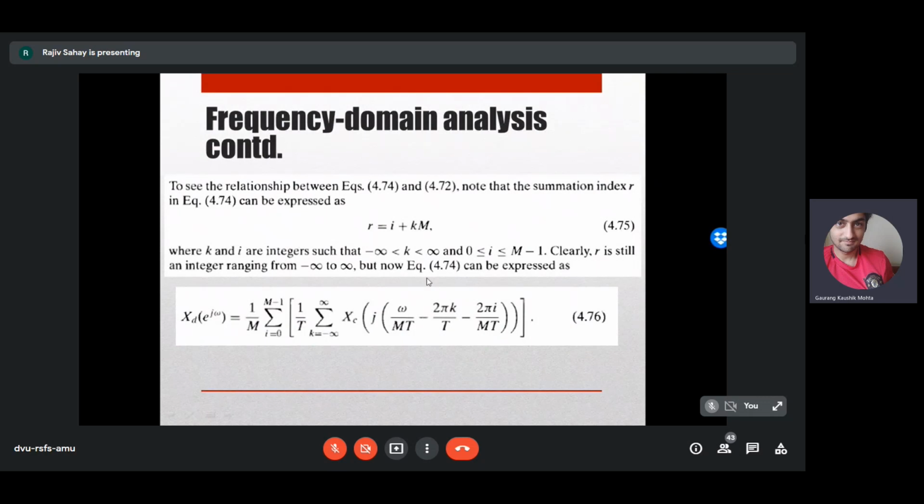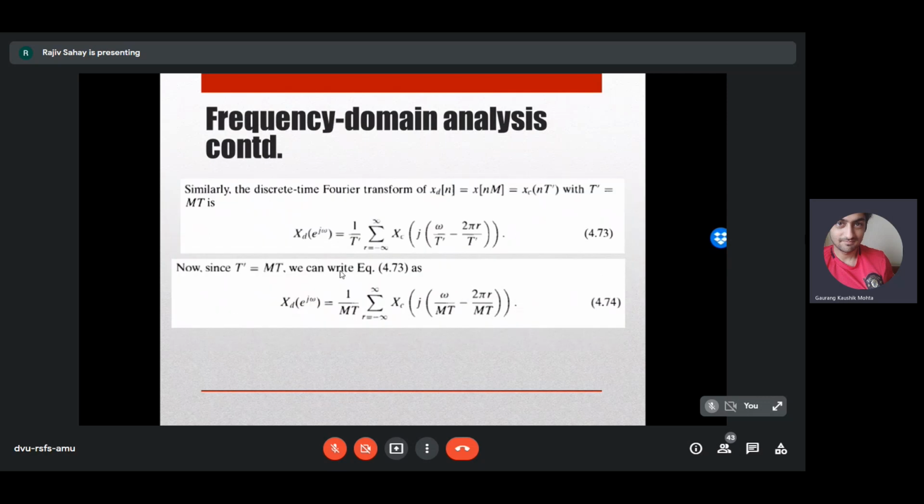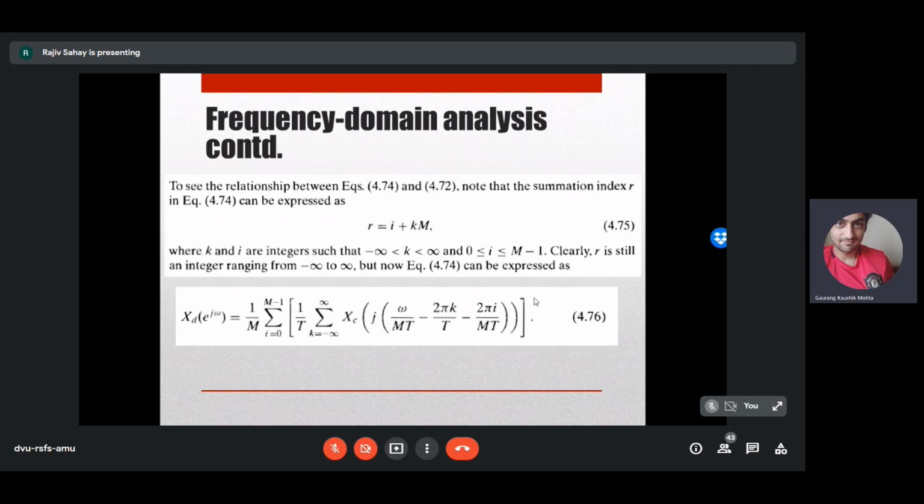So R is still an integer ranging from minus infinity to plus infinity. So there is no change. If you see here, k going from minus infinity to plus infinity, here R going from minus infinity to plus infinity. So the summation really doesn't change. What you are trying to do is write the sum terms on the right hand side in a simple way. So let me show you.